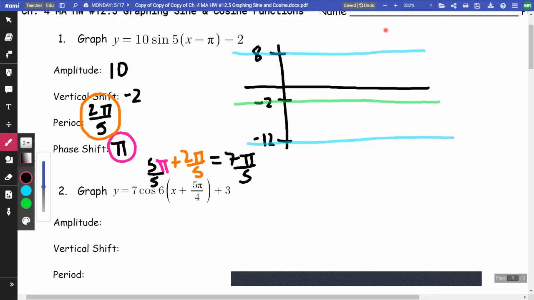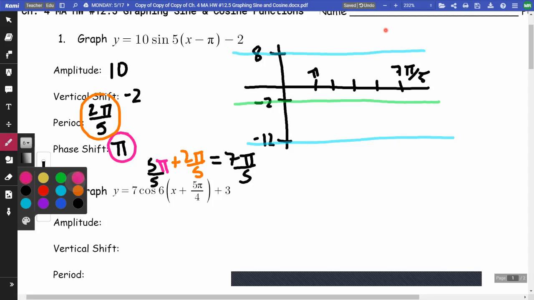And then when I am scaling this, again, we're starting at pi. So let me just label this pi. I'm going to write pi up here. And then I'm going to go 1, 2, 3, 4, 5. We always graph 5 points. And I'm going to end at 7 pi fifths. And I am dealing with a positive sine.